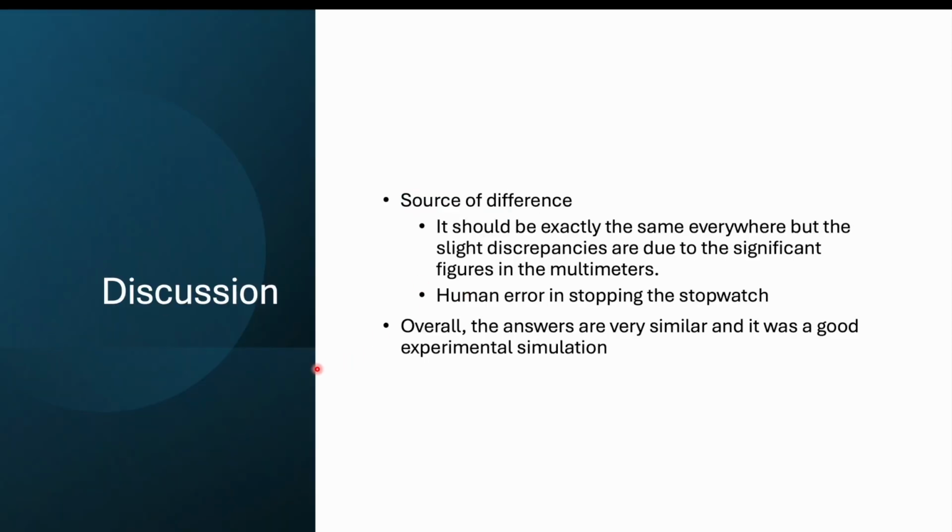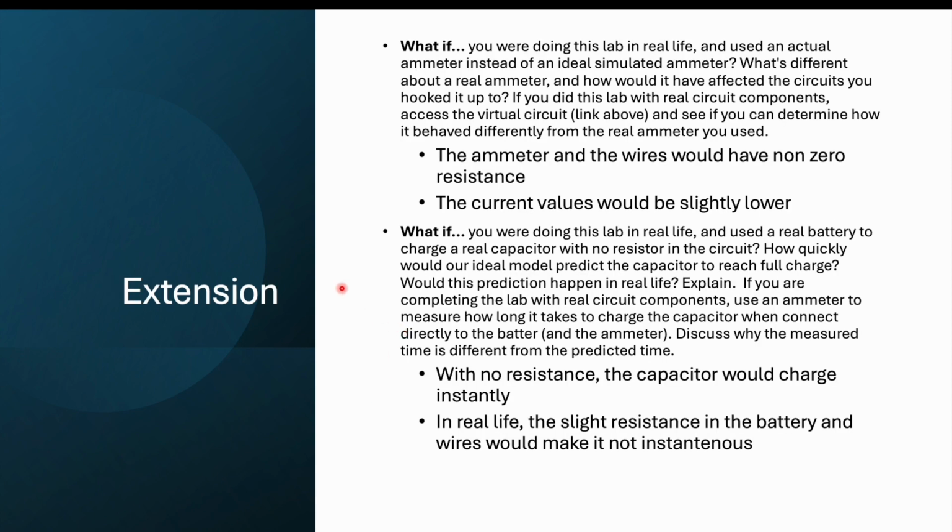So the source of difference is, it should be exactly the same everywhere, because we're using a computational model which is completely ideal. The only differences are problems from human error, with me stopping and starting the stopwatches, as well as the significant figures, but overall the results are extremely similar and extremely accurate.